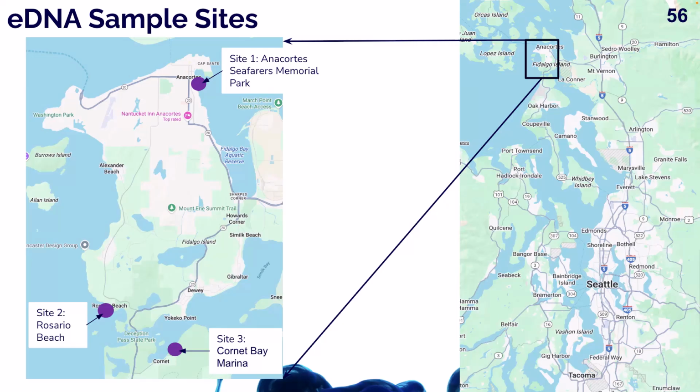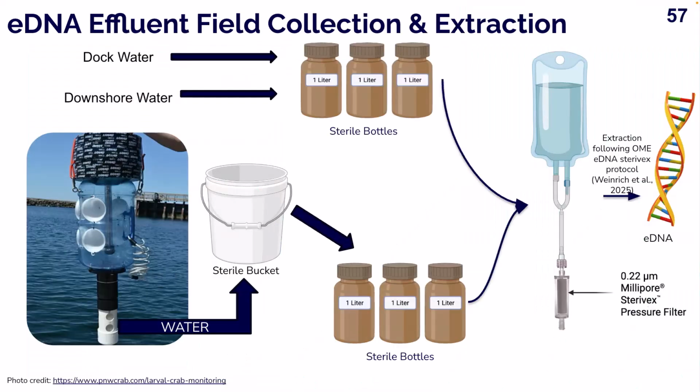We selected 3 light trap sites in Anacortes, Washington, and we went to these sites with Sarah as she collected in June and July. For the light traps itself, as she pulled it out of the water, we stuck a sterile bucket underneath, and we collected 1 liter of water in triplicate, and same for the downshore, where from the light trap, and also at the dock where the light trap was secured to, we collected 1 liter in triplicate of the water samples. We then filtered this through a Sterivex filter and extracted the DNA from those Sterivex filters.